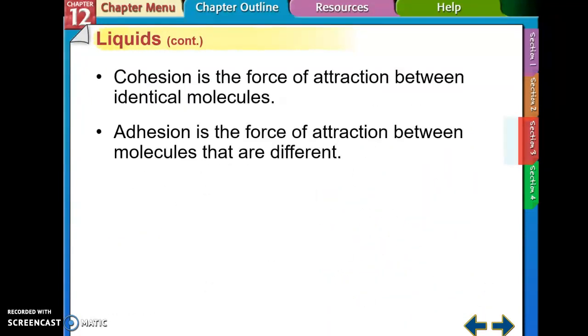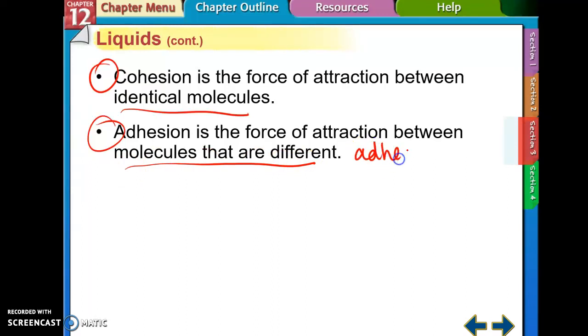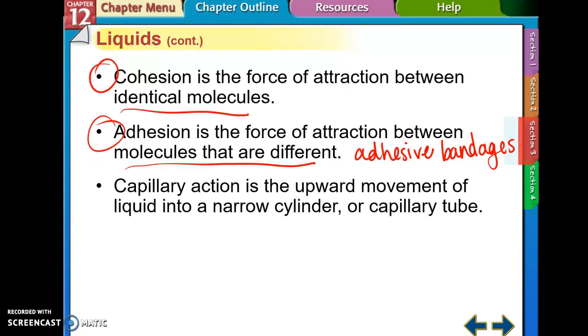Also, these are two definitions, cohesion versus adhesion. Cohesion is the force of attraction between identical molecules, while adhesion is the force of attraction between different molecules. This is why they're called adhesive band-aids, because they are attracted between the bandage and your skin. So if something is cohesive, that means it's more attracted to itself. If it's adhesive, it's more attracted to something else. So when we're talking about this, we're going to use cohesion and adhesion to explain capillary action, which is the movement of liquid in a narrow cylinder.